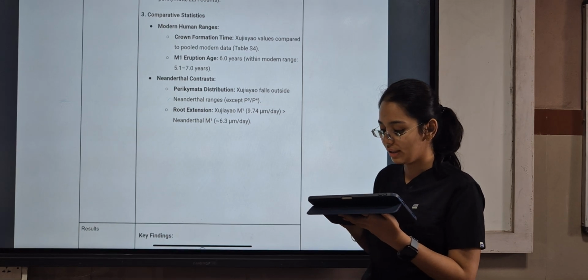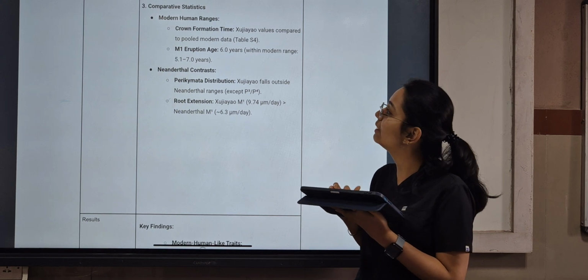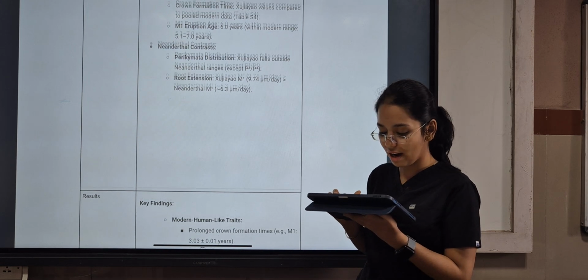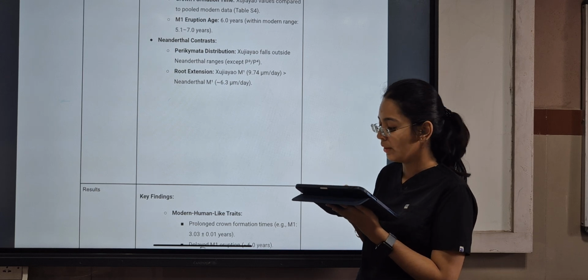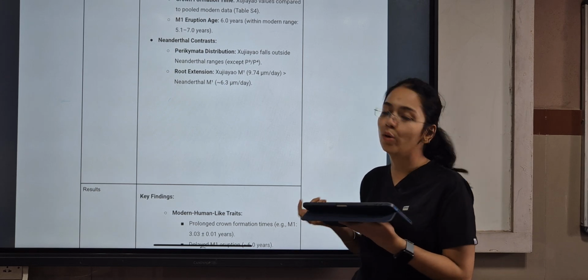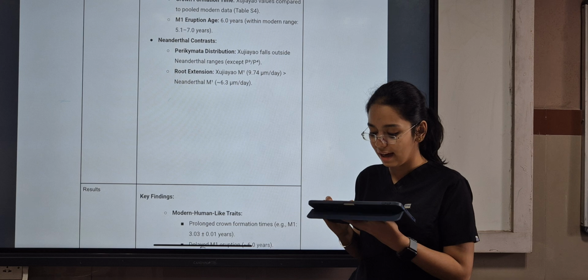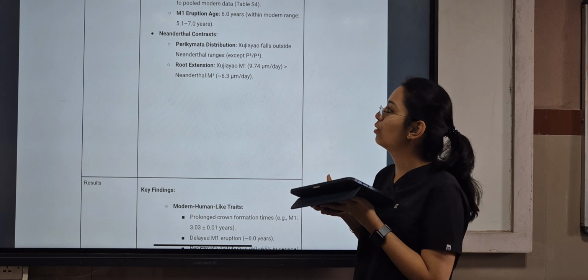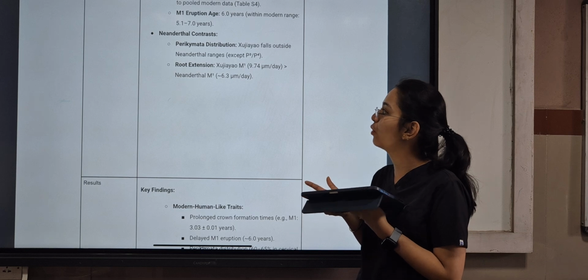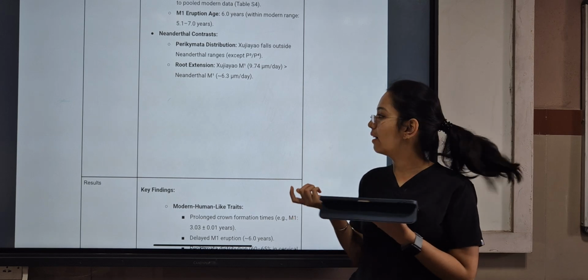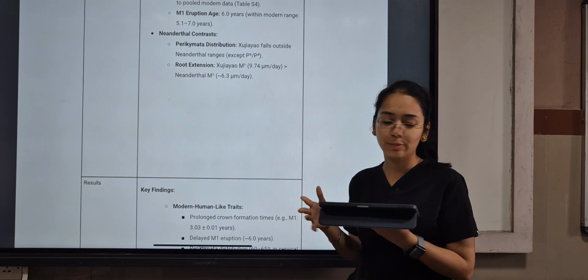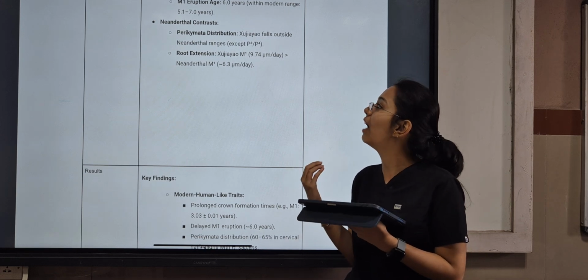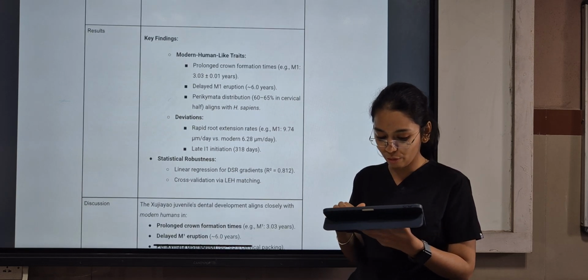And the molar eruption time was also noted at 6 years, with a modern range starting at 5.1 years. And the Neanderthal contrasts were also studied. The perikymata distribution falls outside the Neanderthal range, except the premolars. And the root extension rate, as said, was 9.74 micrometers per day, which was greater than the Neanderthals, approximately 6.3 micrometers per day, and comparatively higher than the modern-day Homo samples.